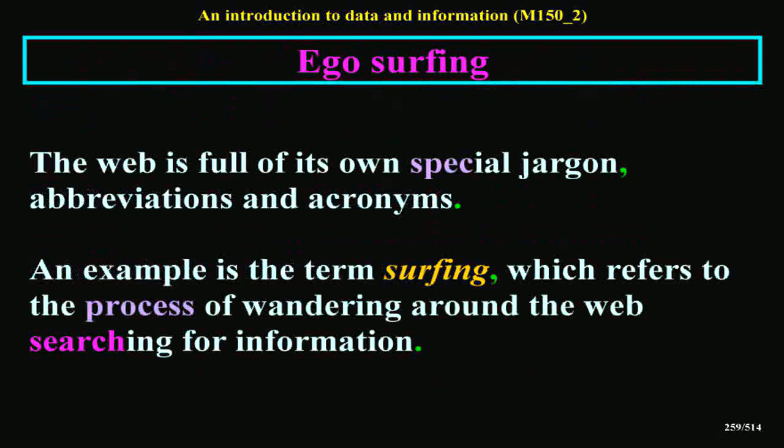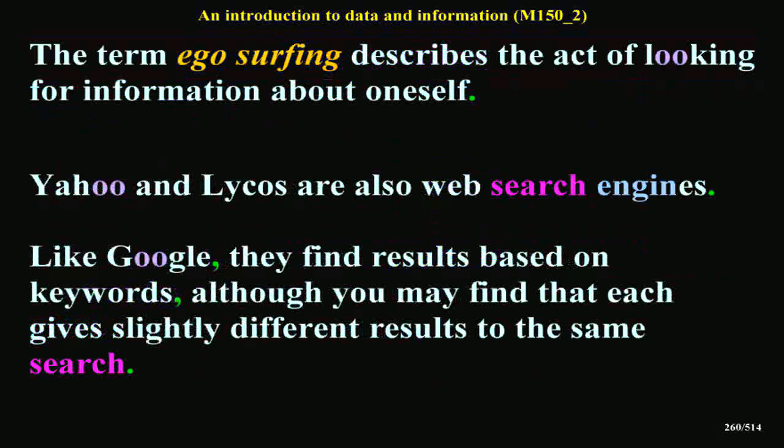Ego surfing. The web is full of its own special jargon, abbreviations and acronyms. An example is the term surfing, which refers to the process of wandering around the web searching for information. The term ego surfing describes the act of looking for information about oneself.